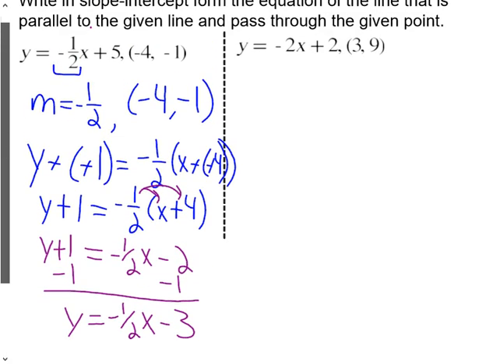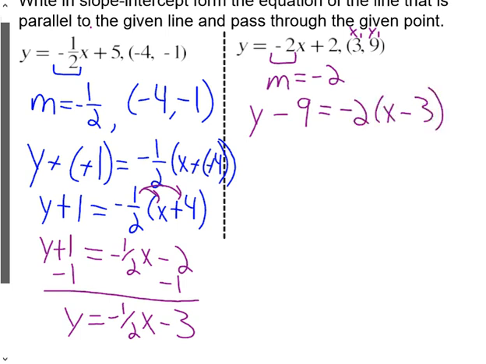Next, y equals negative 2x plus 2. That's the point 3, 9 we're going to go through. So we just need to grab our slope, super parallel, and it is negative 2. And now we're plugging into the other point. Opposite of the point that gives x minus 3, y minus 9.